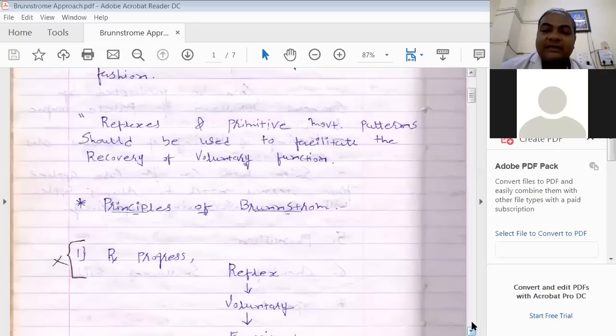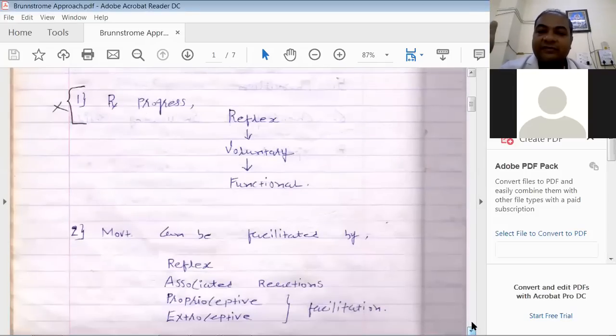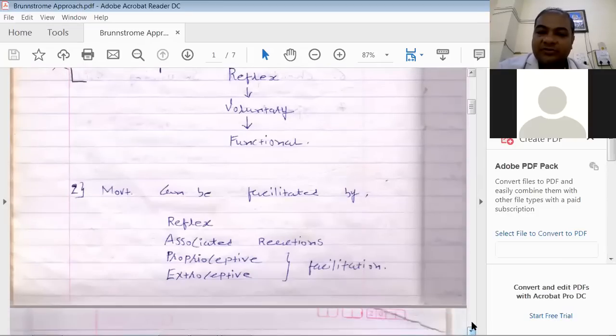What are the principles of the Brunnstrom approach? This is how treatment progresses. First we have to use the available reflexes. We have to convert them into voluntary movements, and then convert those into functional movements. That is the main treatment progression criterion of this approach.